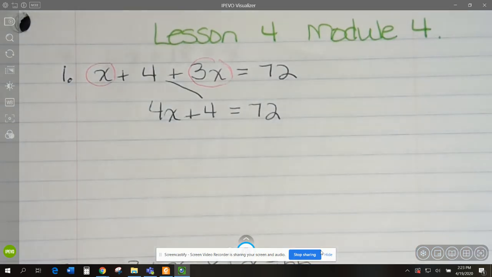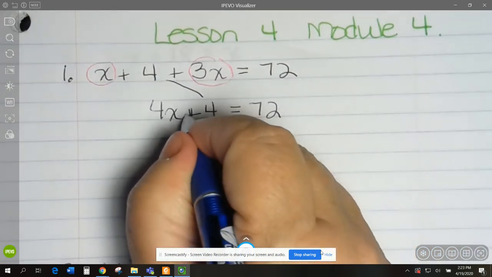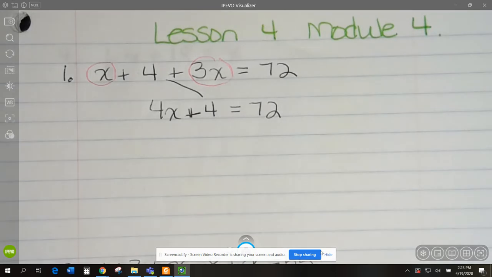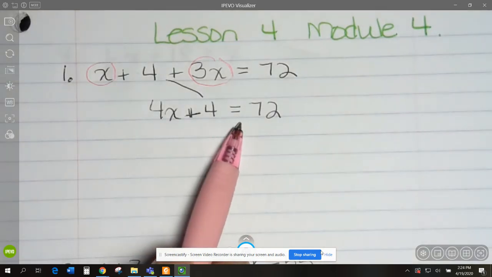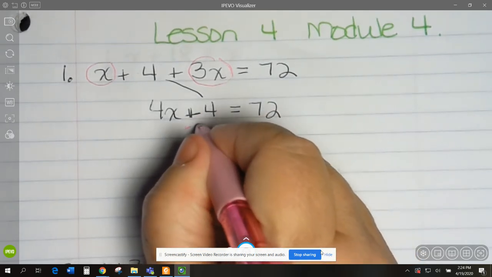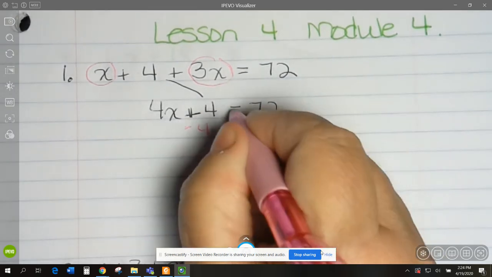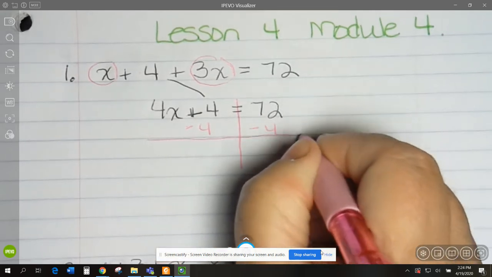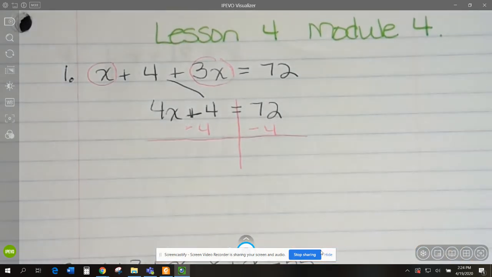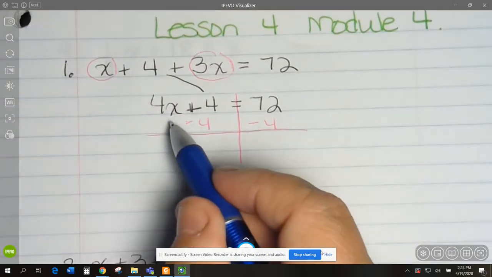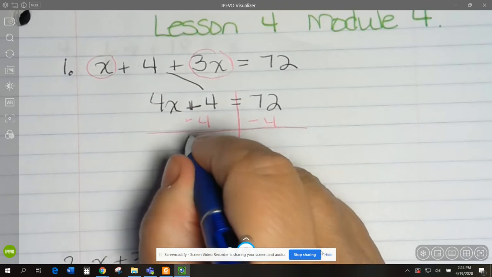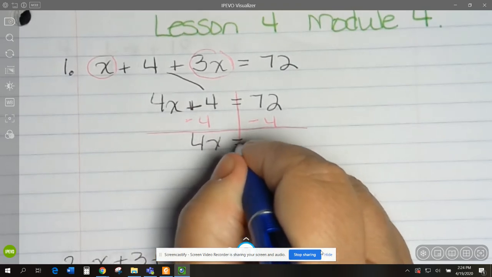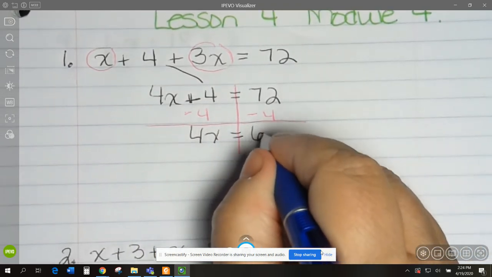Okay. So now we can get rid of that. I have a plus 4 here. To get rid of adding 4, I would subtract 4 there. Subtract 4 on both sides, actually, or else it won't be even anymore. So I have 4 minus 4 is 0. I have 4x plus 0, which is just 4x. So I can put 4x equals 72 minus 4 is 68.